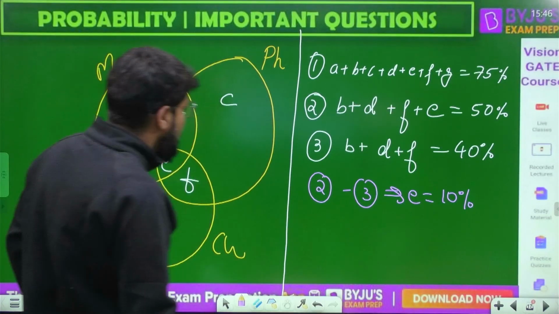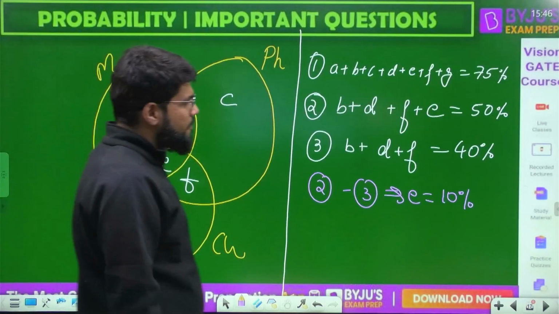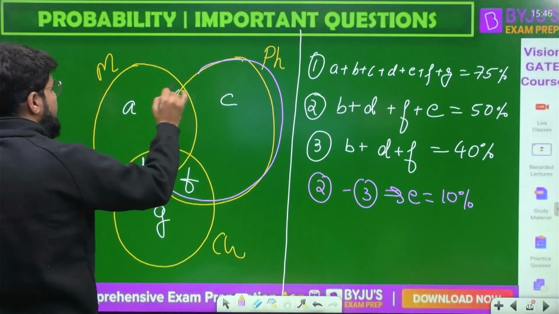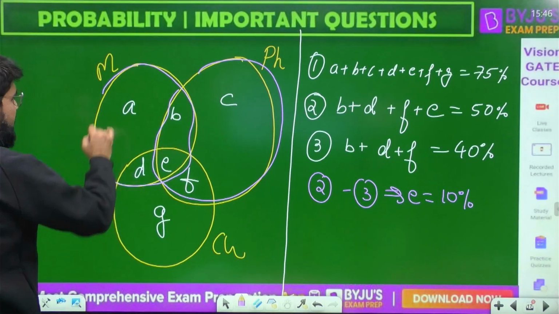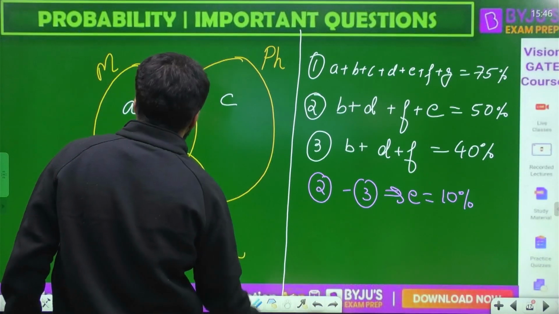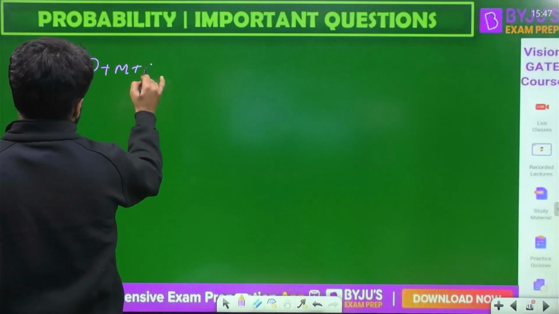Okay. Now what I am looking for is P plus M plus C. First ye dekhte hain. P plus M plus C. When I say P, this includes all of these. When I say M, it includes all of this. And when I say chemistry, it includes all of this. So I want P plus M plus C.